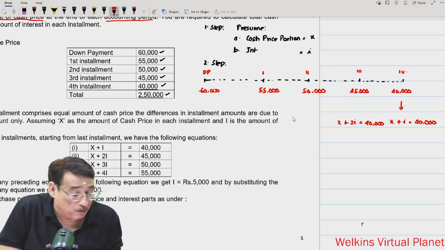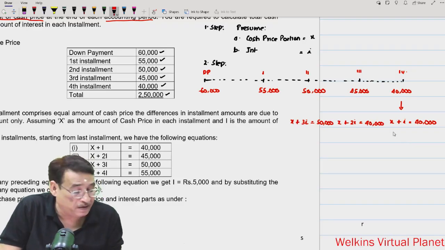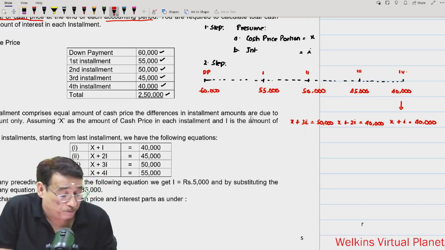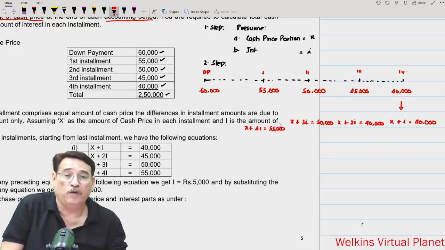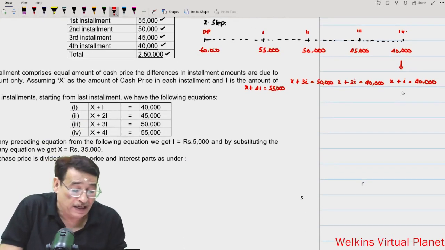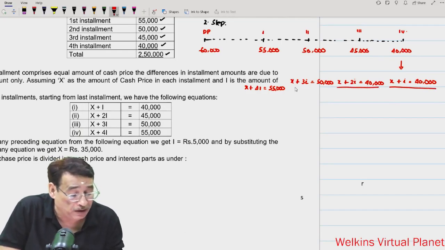Correct? Now, similarly, I will write the second installment as X plus 3i is equal to 50,000. From the reverse order, you take interest as 1, 2 and 3. And then, as far as the first installment is concerned, X plus 4i is equal to 55,000. Correct? So, first of all, you will have to frame equations like this. You will have to start from the fourth one, then move to the preceding one, then the preceding one, and so on in reverse order.